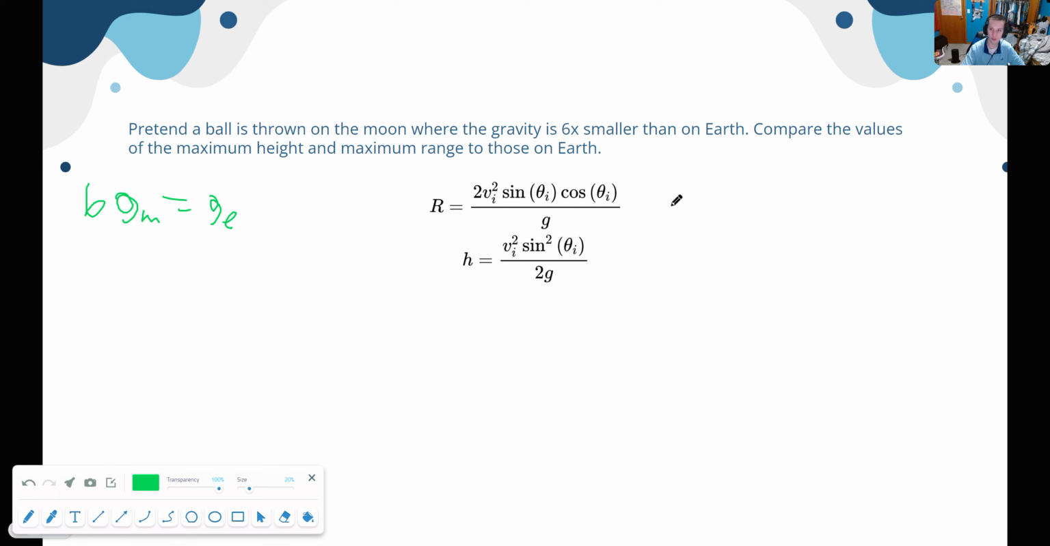And so, some of you might just be able to conceptually think about this and be like, oh, okay, I can get an answer, right? But let's try to do it mathematically and show how you can do something like this, right? So we know that r sub e is equal to 2 v i squared, I'm gonna write sine of 2 theta here, just to save myself a little bit of space, all over g sub e. Okay.